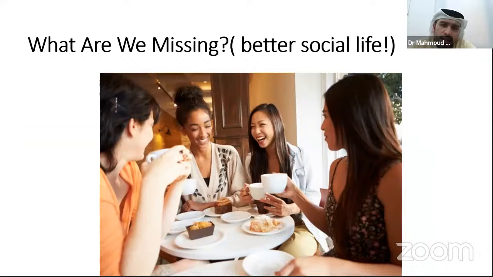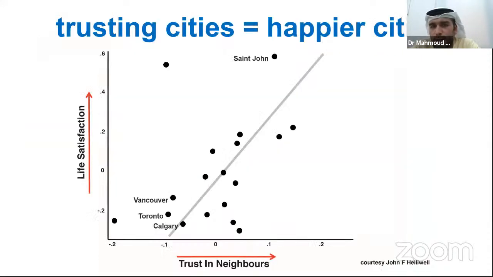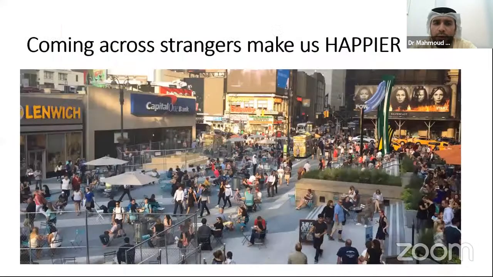The question is what we're missing. We're still missing better social life in cities. This graph shows that if we build more social cities, they will become more trusting cities, and at the end, a happier city. So there is a link and a correlation between social life and a happier life. And research shows that social life is the most sustainable source of happiness and well-being. And coming across a stranger makes us happier, although this may now be in question in the COVID-19 period, but it's a really important concept and important area to cover.